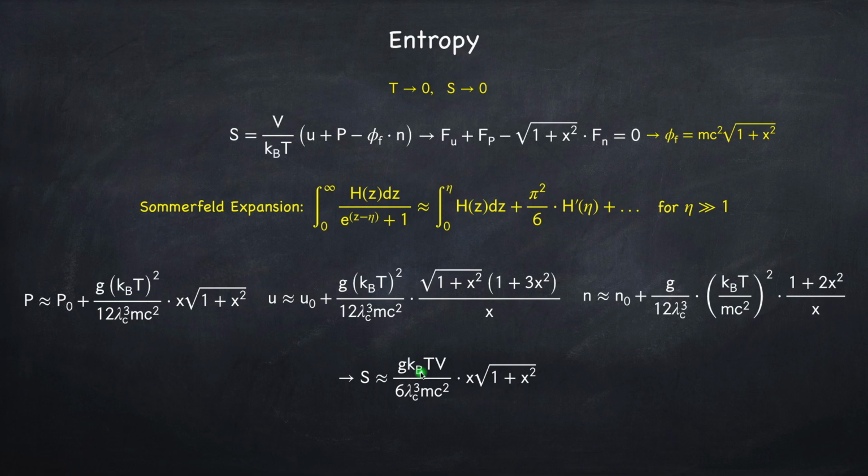If we're in a relativistic limit, then x squared will be much greater than 1, so this whole thing will be proportional to x squared. And in a non-relativistic limit, 1 will be much greater than x squared, so we can ignore it, and this will be proportional to x. And remember that x is proportional to the density to the 1/3.